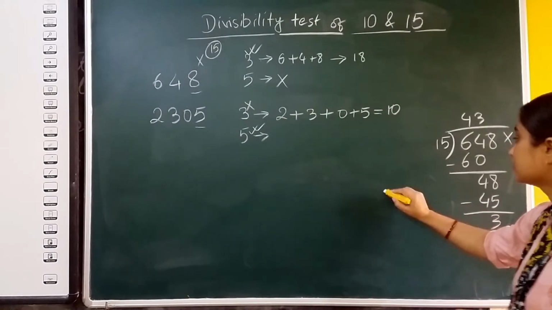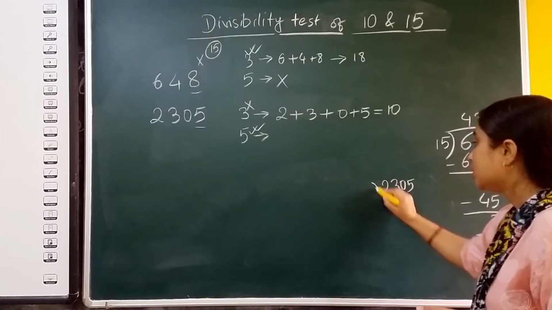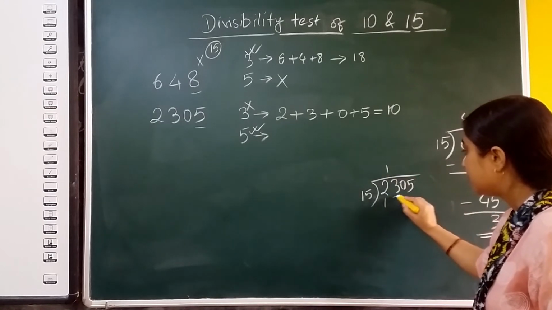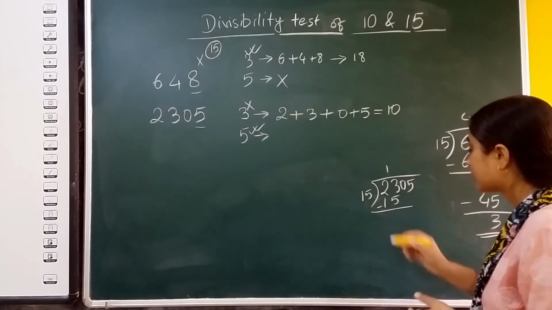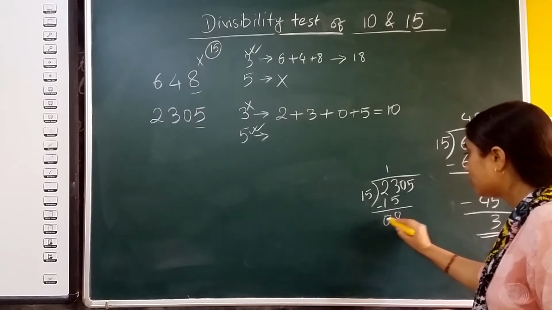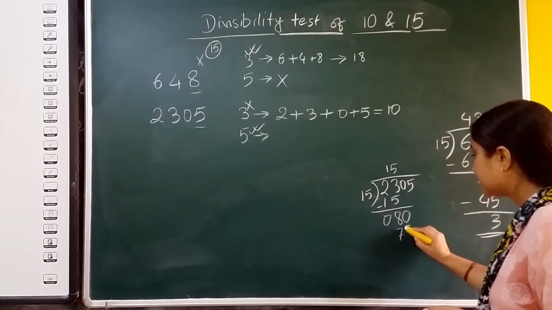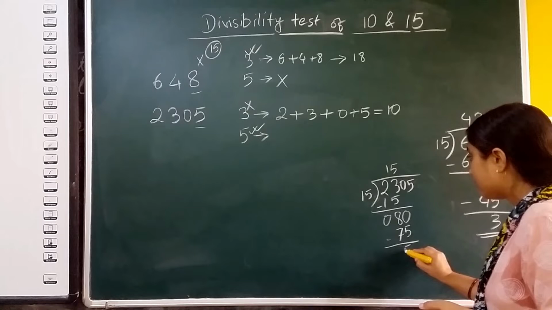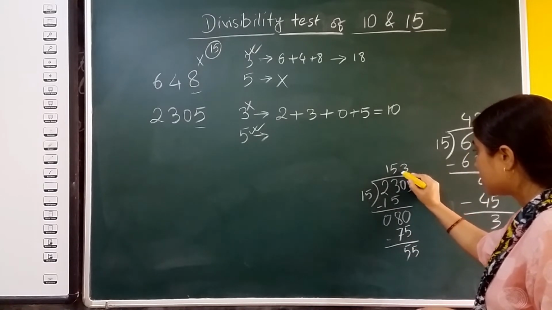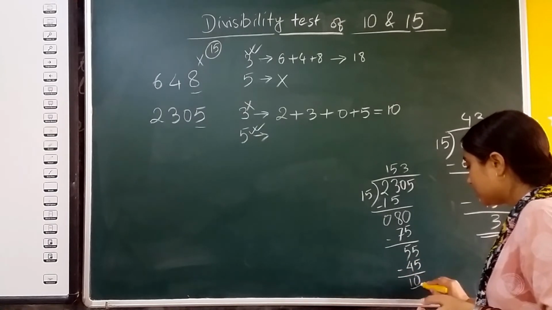See, 2305. You divide it by 15. What do you get? 15 ones are 15. 23 minus 15 is 8. And there is 0, 0 comes down. 15 fives are 75. 5 comes down. 15 threes are 45. So we have remainder 10.